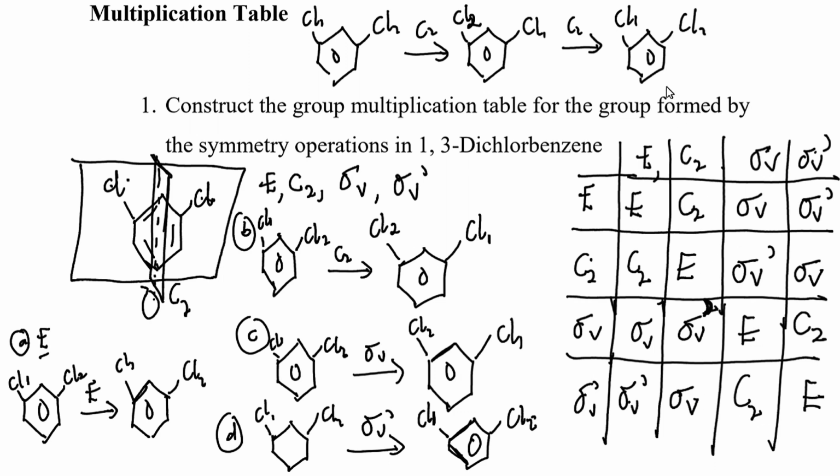So basically the trick is this. Look at this. Once you are able to secure the identity all through the diagonal, right? So the multiplication of any two will give the third value there. The multiplication of C2 and sigma v will give sigma v prime. Multiplication of sigma v and sigma v prime will give C2. So multiplication of any two will give another value that is not being multiplied.